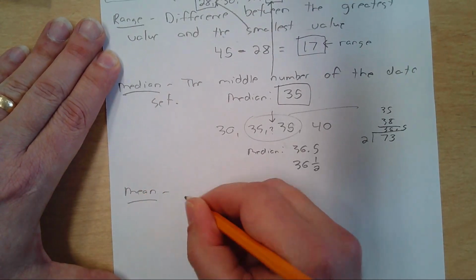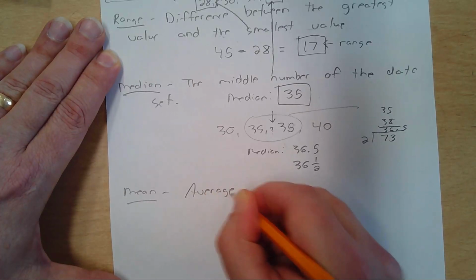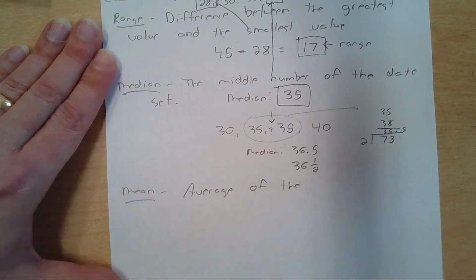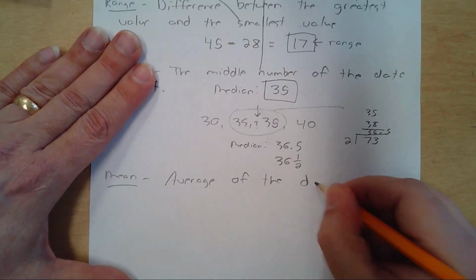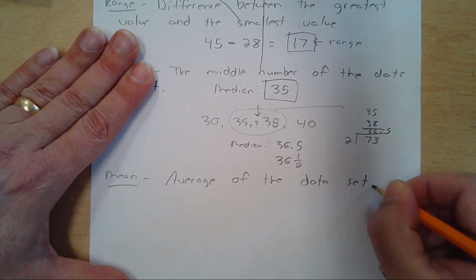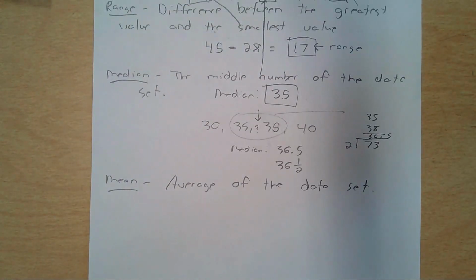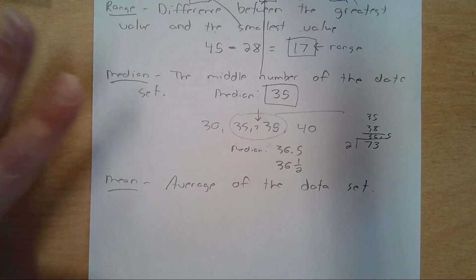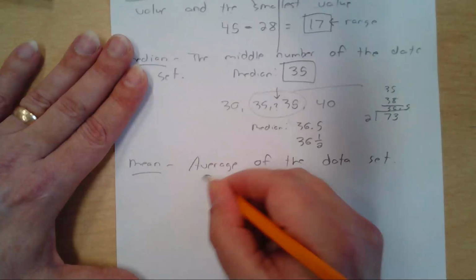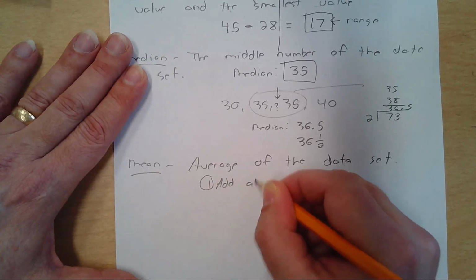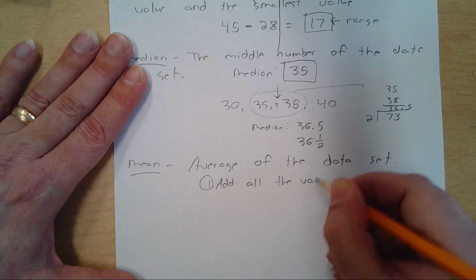The mean. The mean is the average of the data set, and the mean takes the most time to find. Getting the data in order from least to greatest is very helpful to find the range, the median, and the mode. It doesn't really help you a whole lot for the mean though. So to find the average of something, you need to do two things. One, add all the values in the data set.